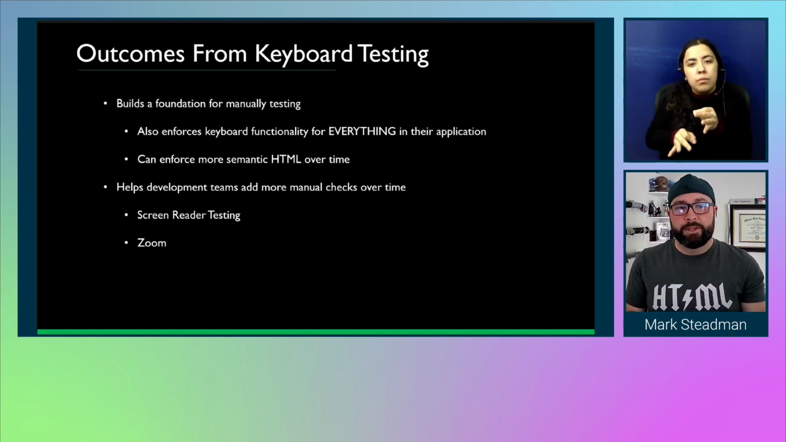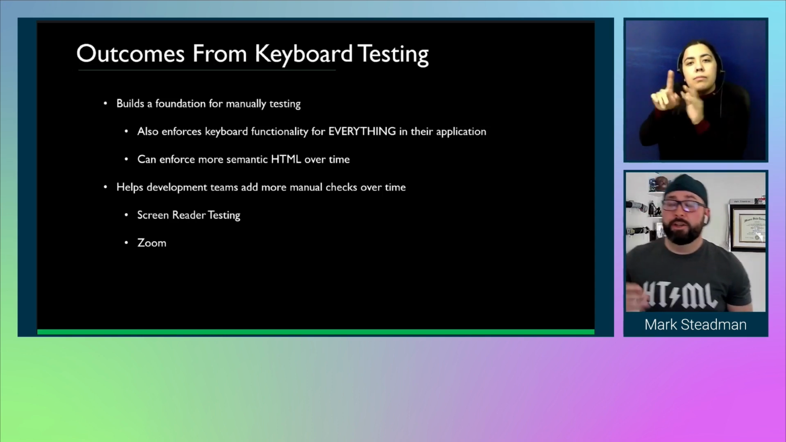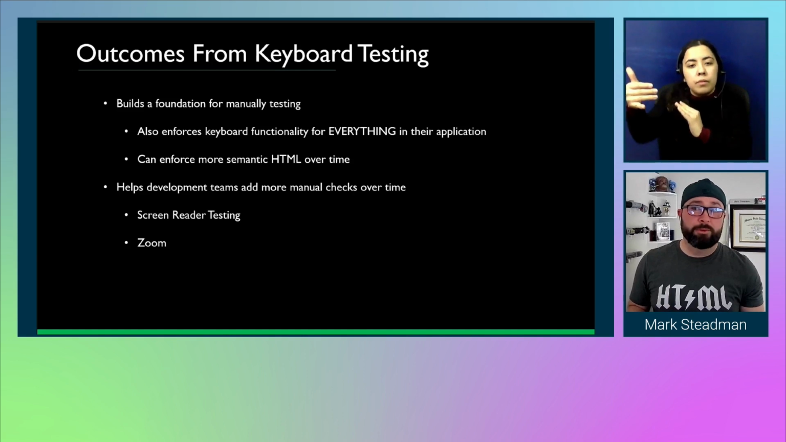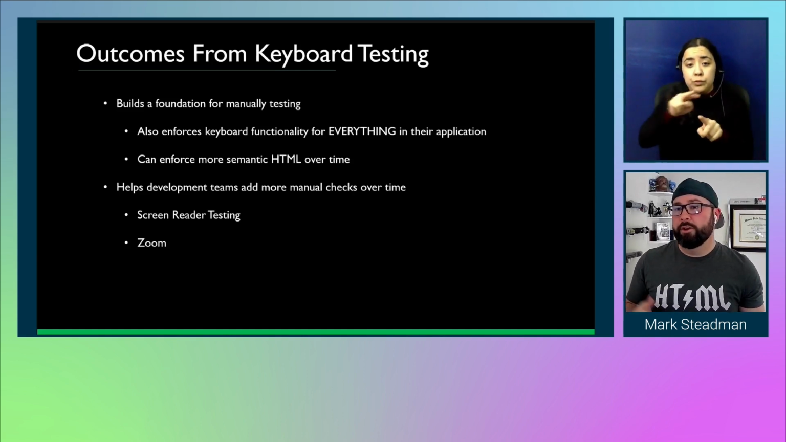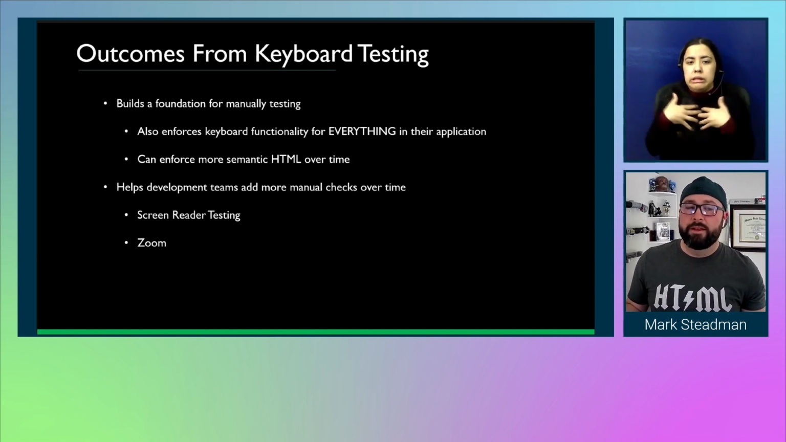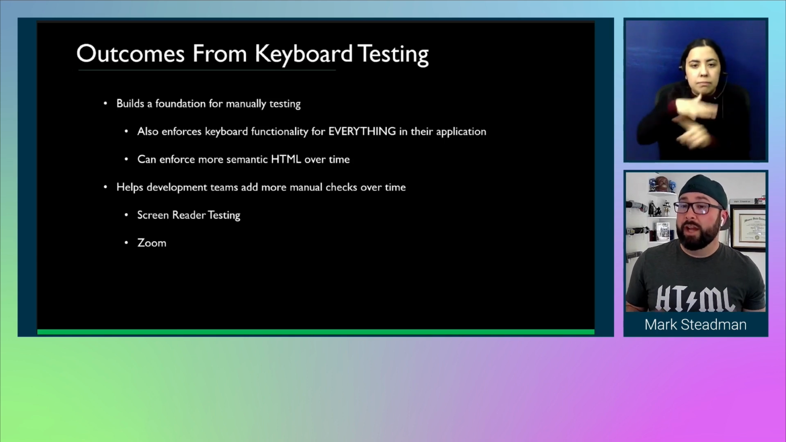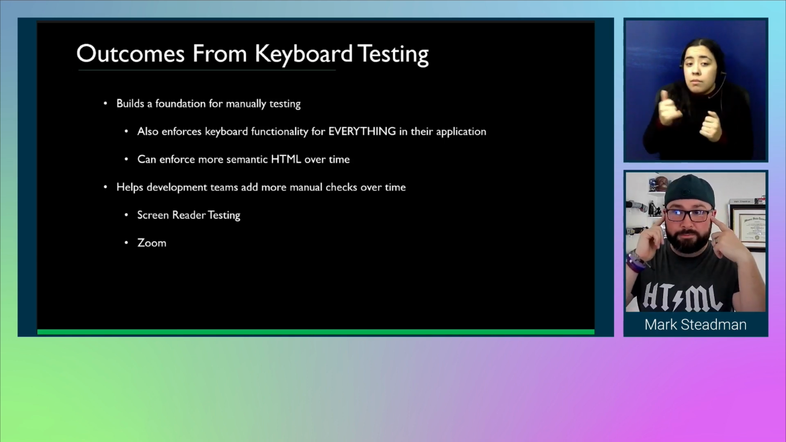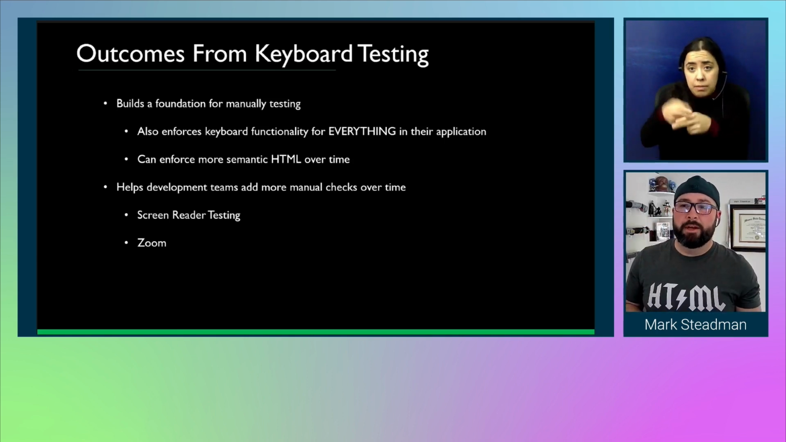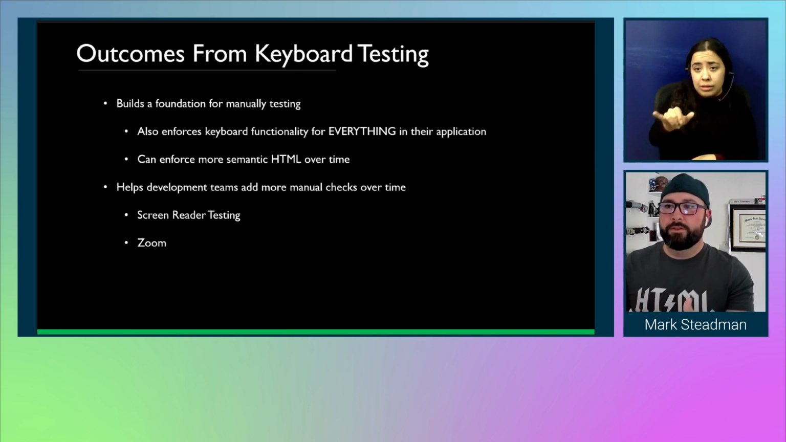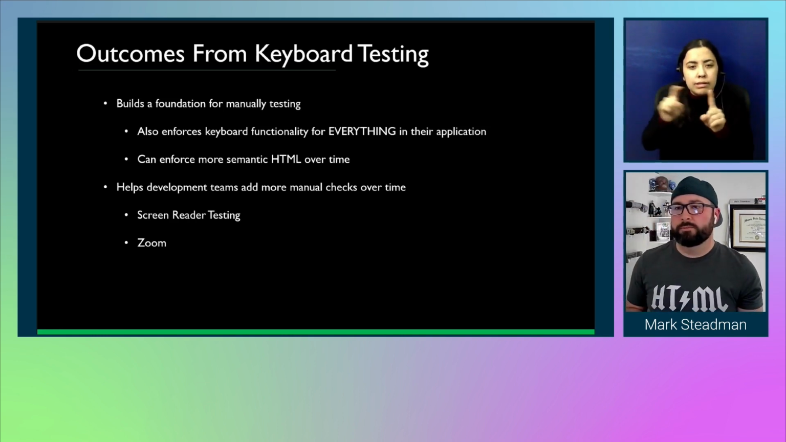And again, the other piece, it helps development teams add more manual checks over time. So for example, the natural progression from this is screen reader testing. It makes screen reader testing less daunting. So now I know, hey, can it work with enter and space? And then from there, do I have an accessible name that matches with a screen reader, right? Can I navigate besides without tab? Can I navigate with arrow keys, right? It's a little bit of a natural progression into those other tests with a screen reader as well.